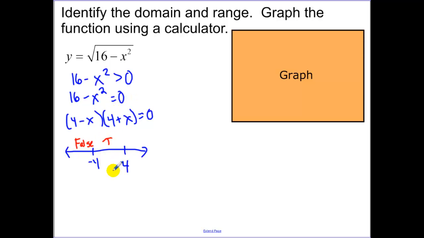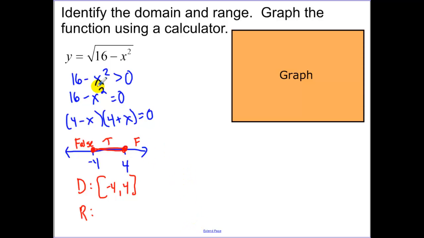That's true. So anything on this interval here is going to be part of our domain. And then say I plug in positive 5, again, same thing, and this is false. So our domain for our function is going to be from negative 4 to 4. Now the range. The range is a little bit more complicated.